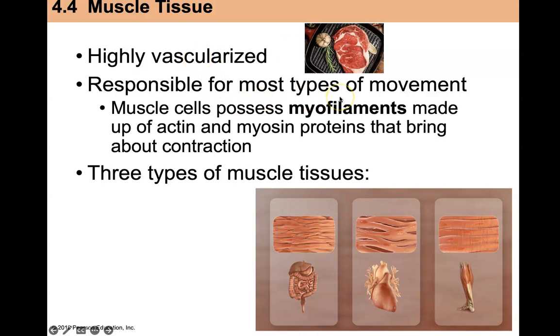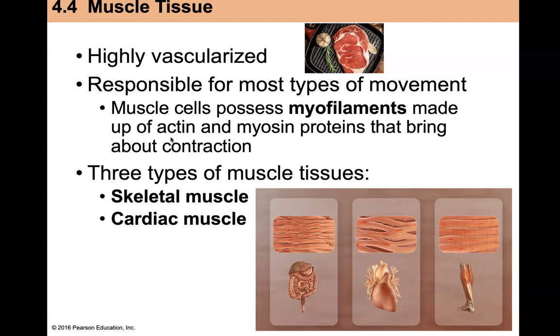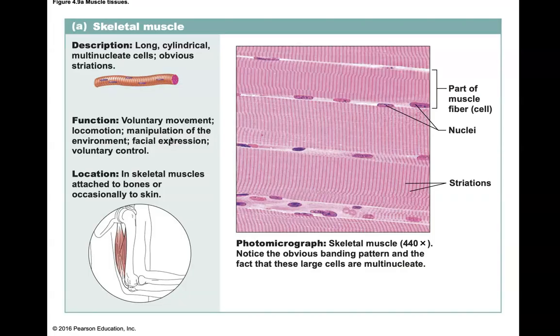That's because it's got a lot of blood vessels running through it. It's responsible for most types of movement. So it's what's moving your bones, right? Our muscle's main function is movement. Muscle cells do possess these things called myofilaments that are made up of actin and myosin proteins. We talked about those actin and myosin proteins that are responsible for contraction. Again, we'll get into those myofilaments in much more detail when we get to the muscle chapter. Really briefly, I'm going to go through the three types of muscle tissue: skeletal, cardiac, and smooth muscle. Again, mostly for the purposes of lab to help you identify them.